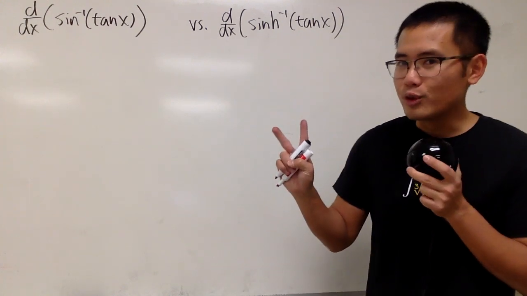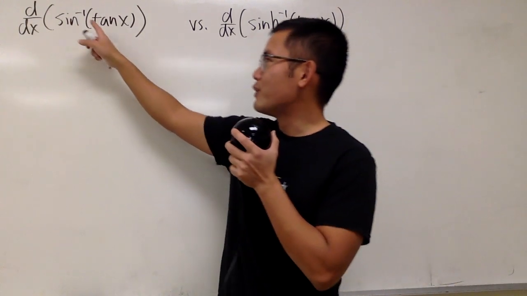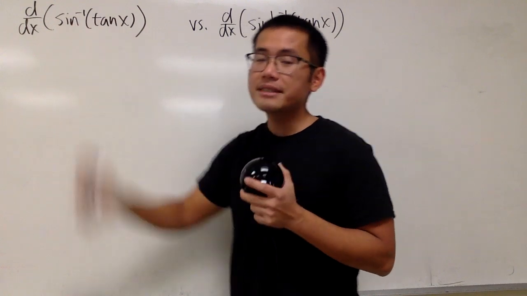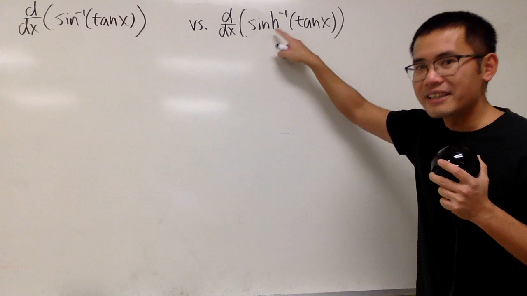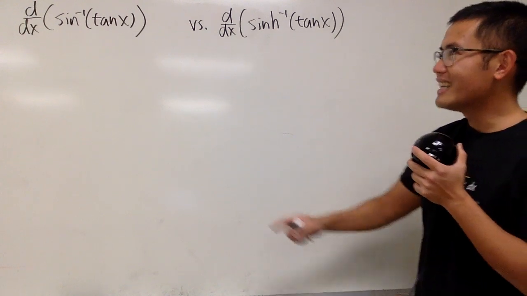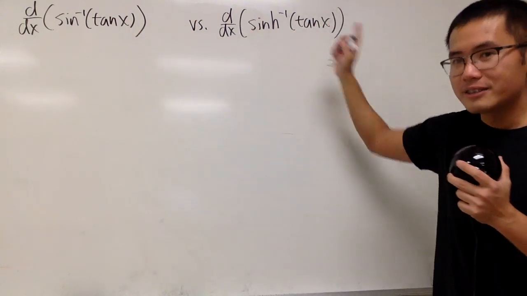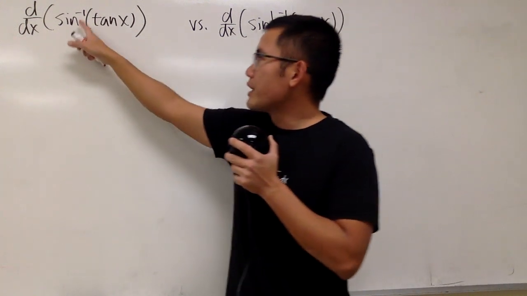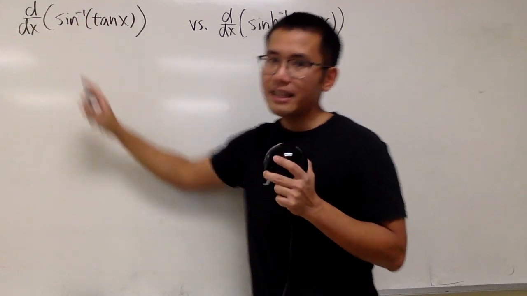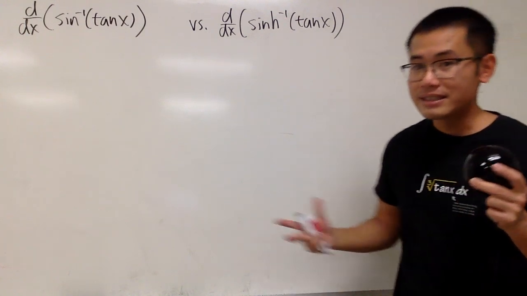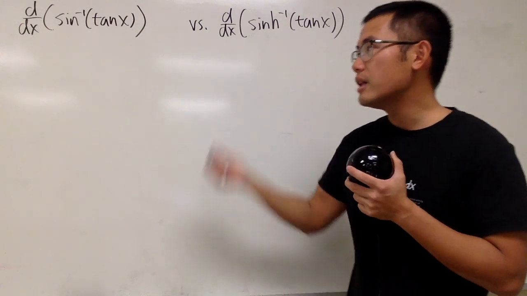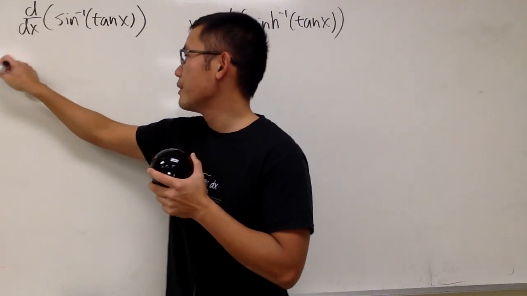Okay, we have two derivative questions on the spot. The first one is that we will differentiate inverse sine of tangent x, and for the second one, we are going to differentiate inverse hyperbolic sine of tangent x. Notice that the inputs are the same, but this right here is the inverse of the original sine, and this is the inverse of the hyperbolic version of the sine. Let's see which one will give us better simplification, and now let's begin with the first one.